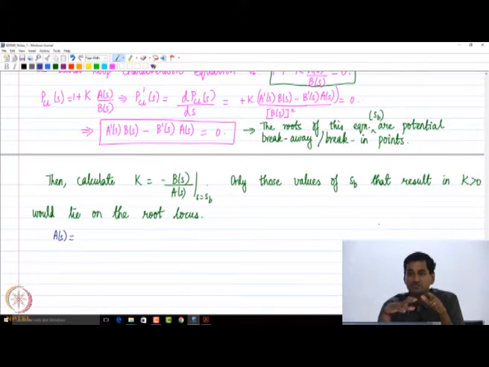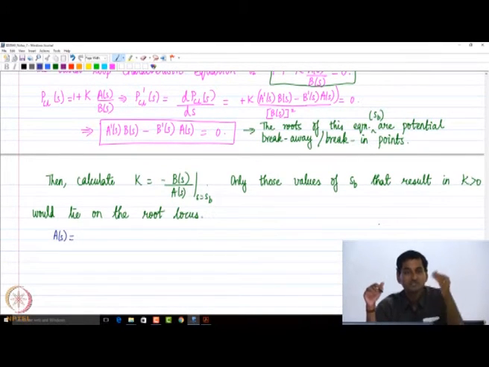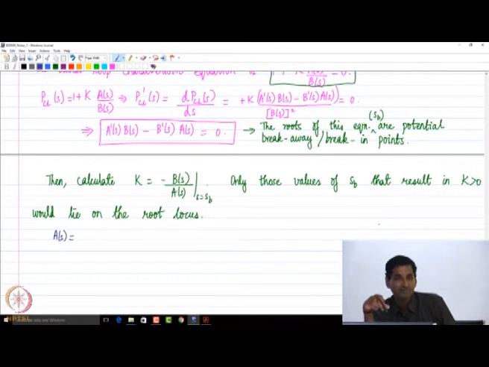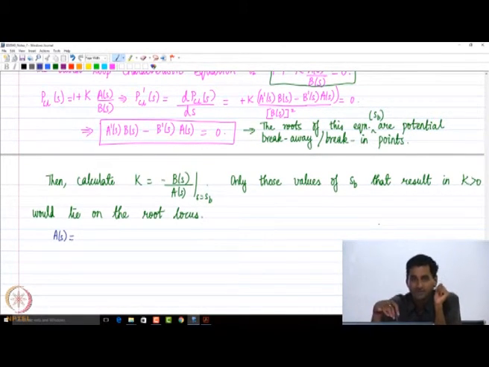So the question was how does this step, this calculation of the breakaway break-in point, translate to the final construction of the root locus in the sequence of steps that we are doing. Okay, we are going to look at that. Let's complete all the steps, then we will put everything together.